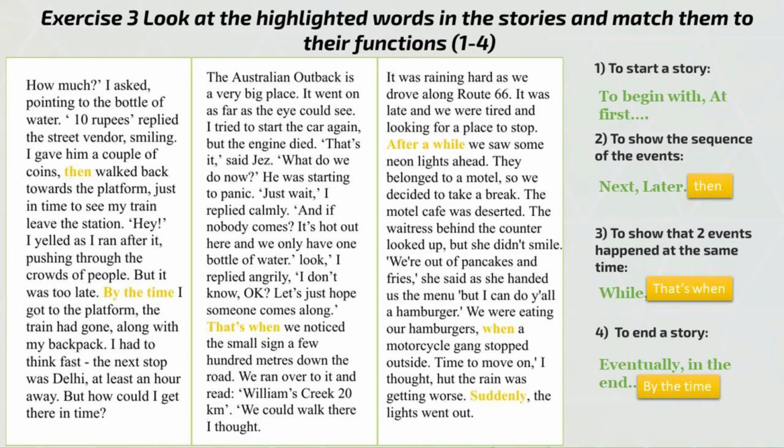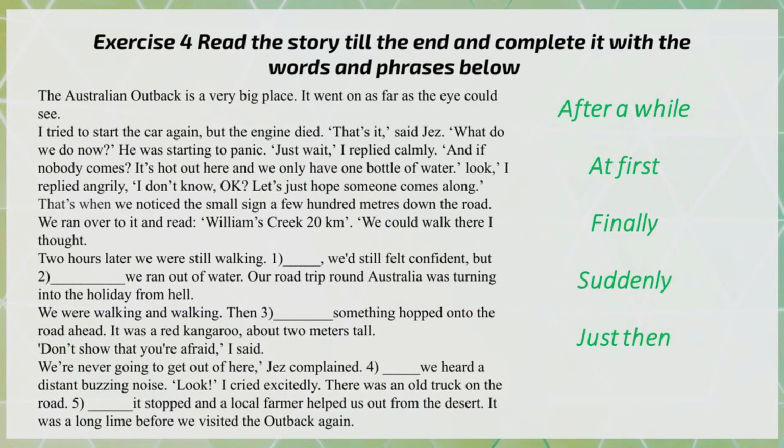After a while, the second category. When goes to the third one. And finally, suddenly goes to the second category. Check your answers. Do you have any mistakes? No, that's wonderful. Now you're going to read the whole story about the Australian outback.